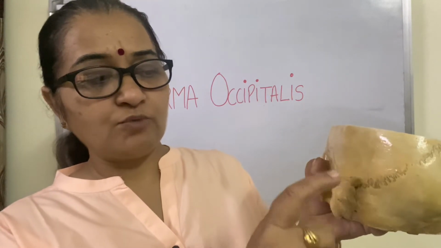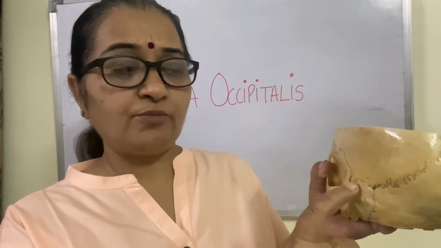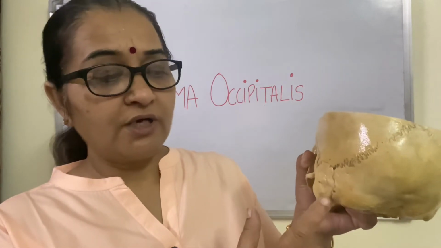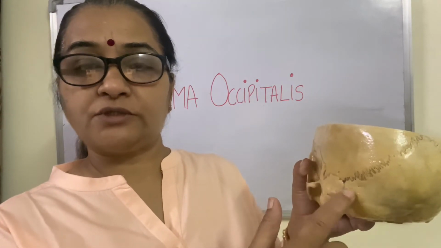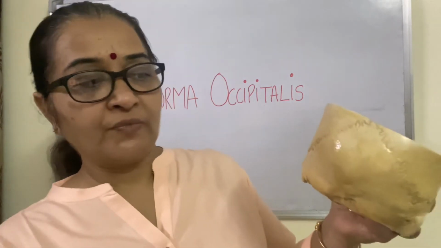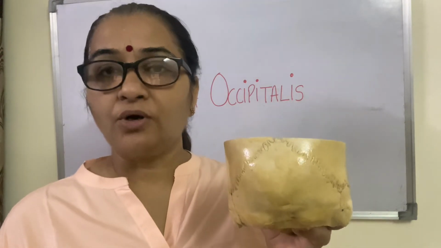This is the parietal bone, which is separated from the mastoid bone by the parietomastoid suture, and this is the occipitomastoid suture. So the meeting point of these three sutures is known as the asterion, and in case of an infant, it is known as the posterolateral fontanelle. So this is all about the Norma Occipitalis.